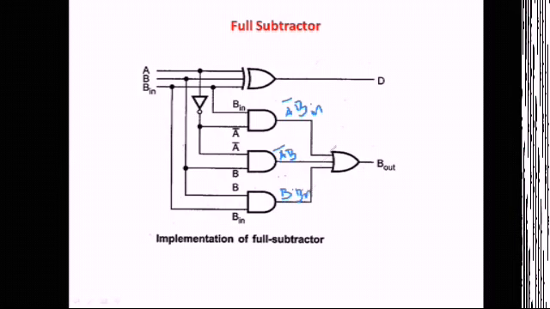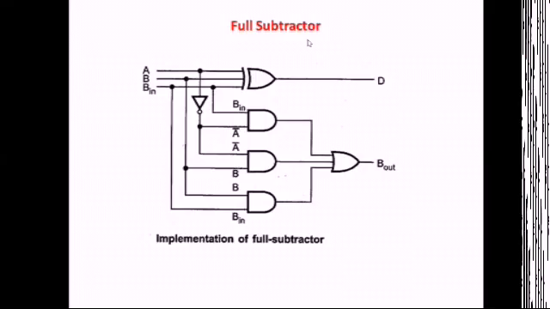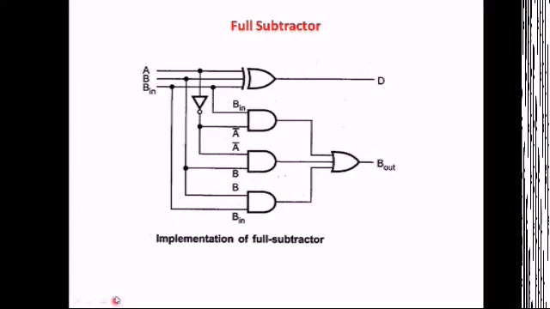So this one is an OR gate. So this one, everything will be plus. So B out we can write as A bar B in plus A bar B plus B B in. So ultimately we have got the logic circuit of the full subtractor, where we can see there are two outputs, difference and B out. Now let us move to the next slide.